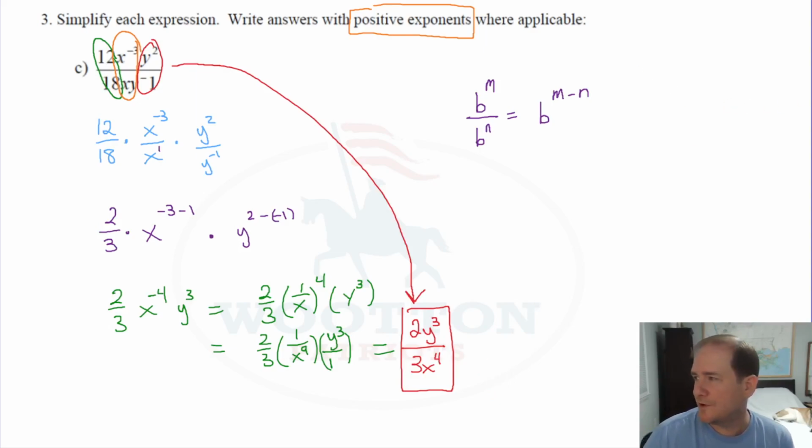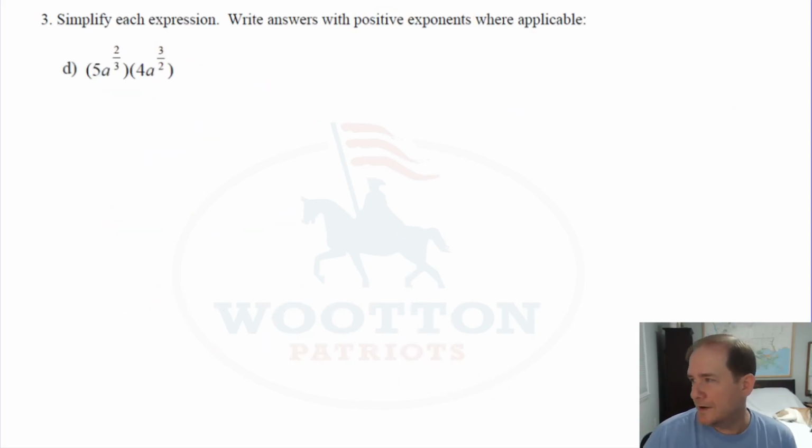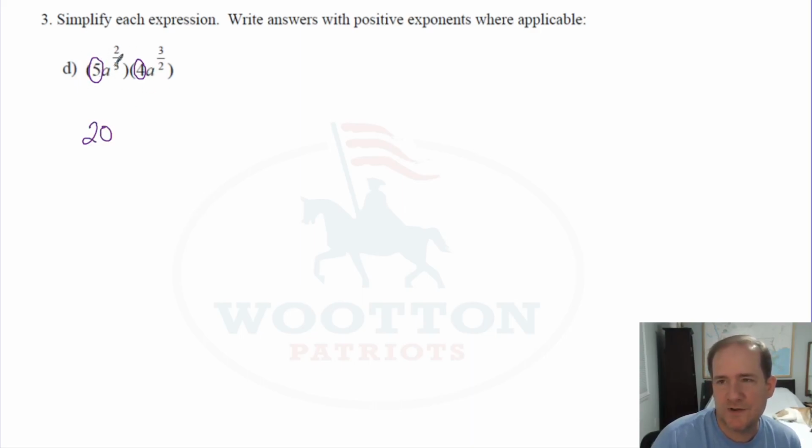Okay, let's do part D. For part D, treat this kind of the same as the last one, where you treat the constants as their own thing. So you just do 4 times 5, you get 20. Then treat these powers of a as their own thing. We're multiplying that by a to the 2/3 times a to the 3/2, which means keep that base of a and add these powers. So it'll be 2/3 plus 3/2.